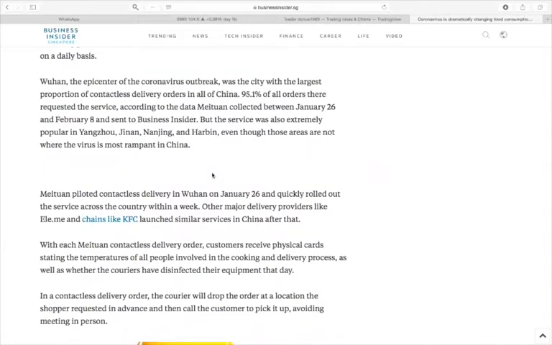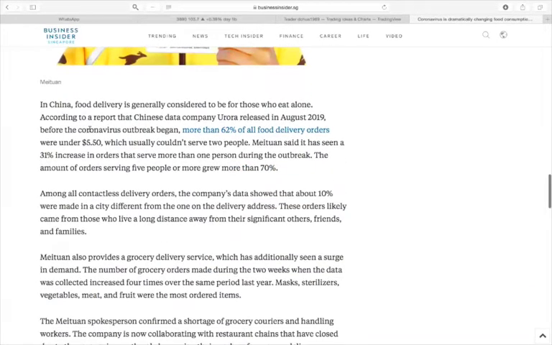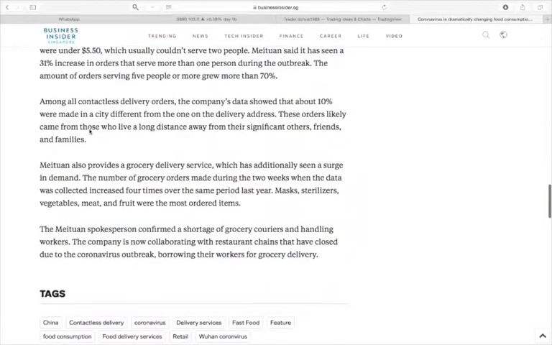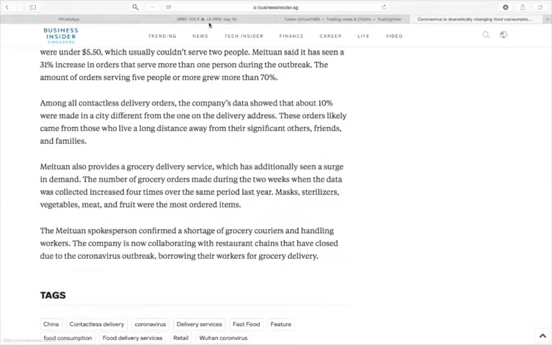And you can see they are the market leader in this business, so much so that major delivery providers like Ele.me, which is the food delivery arm of Alibaba, and KFC are also following what they are doing. All right, so the rest you can basically read over here.